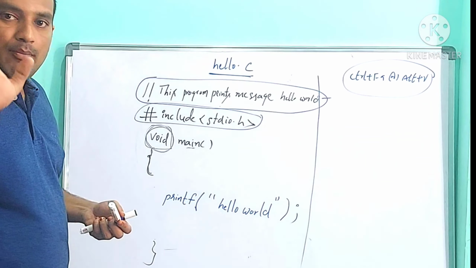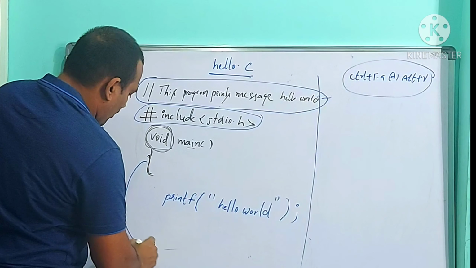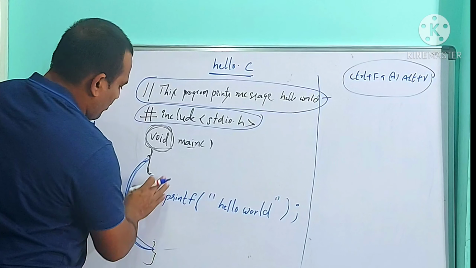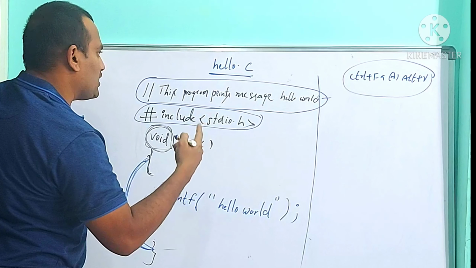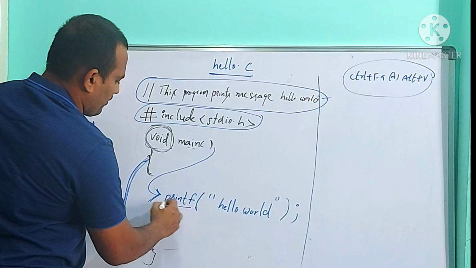Runner can execute only the body of the main function. Remember this point. Body of the main function means the space between the open and close curly braces of the main function. So when you press Control F9 or Alt R for the execution purpose, the runner comes to the first line of the main function, which contains printf.